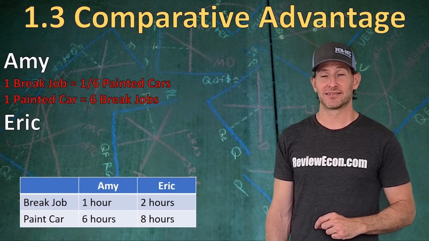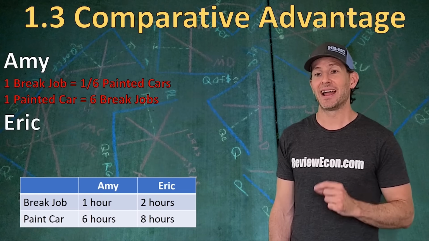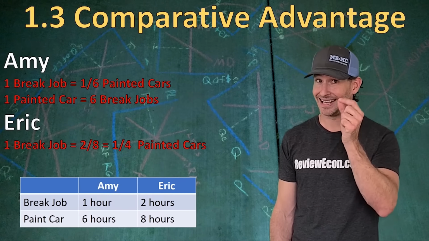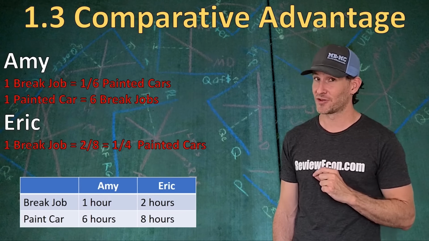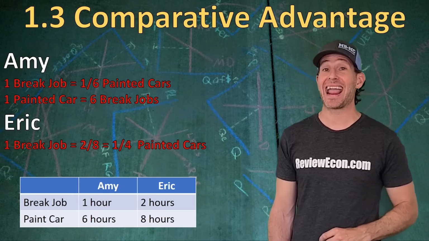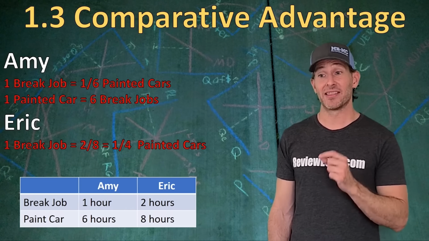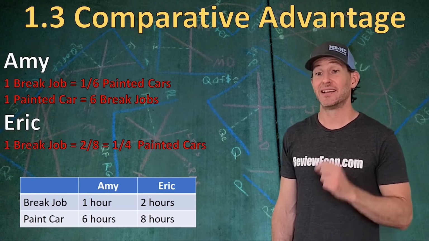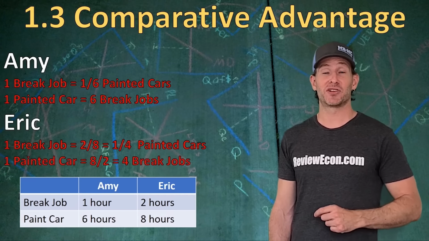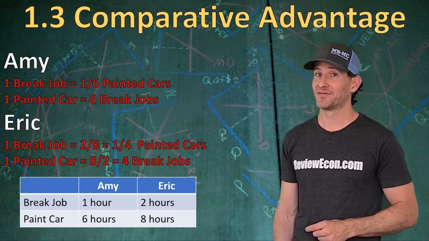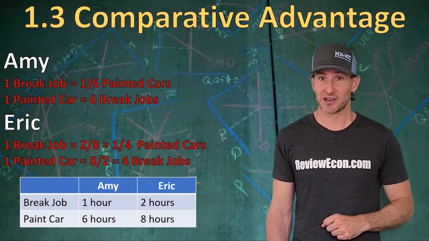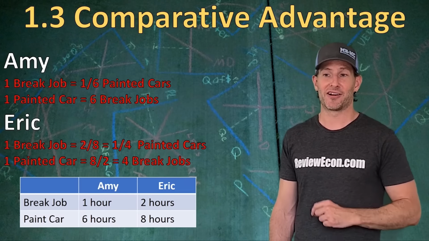Eric, on the other hand, we're going to do the math again for him. Eric can produce a brake job with an opportunity cost of it, 2 hours for the brake job, divided by 8 hours for a painted car. That equals 1/4 of a painted car for every brake job he does. For painted cars, the opportunity cost is 8 divided by 2, which gives us an opportunity cost of 4 brake jobs for every painted car that Eric does.